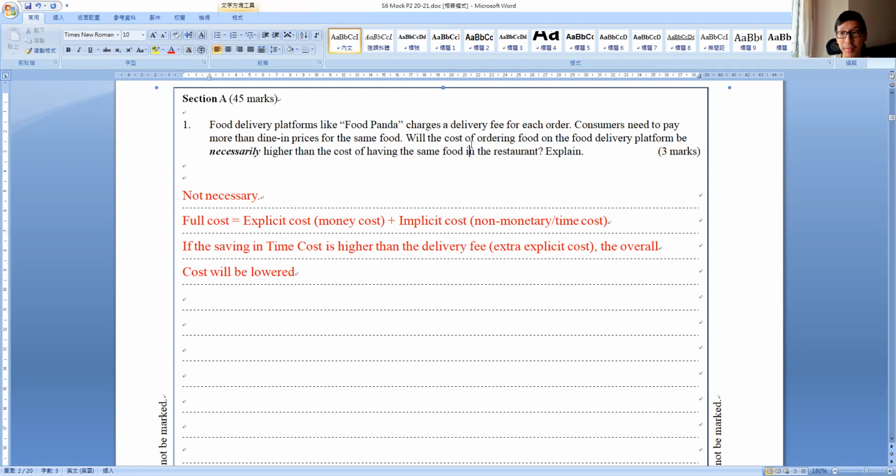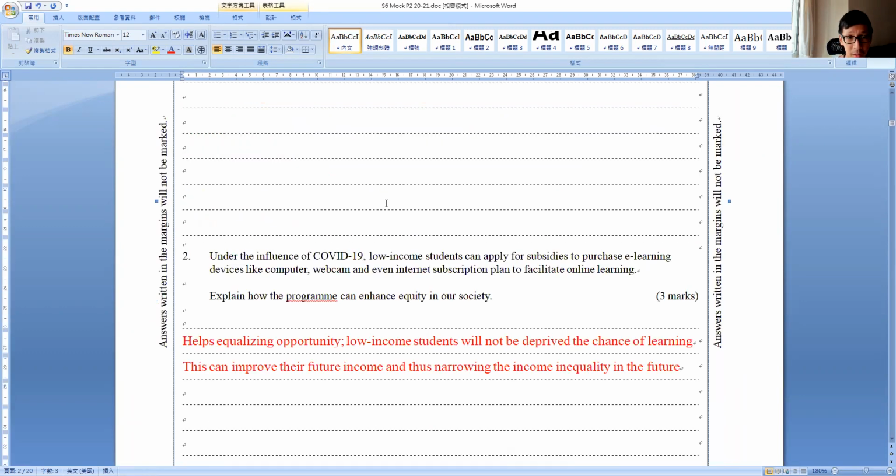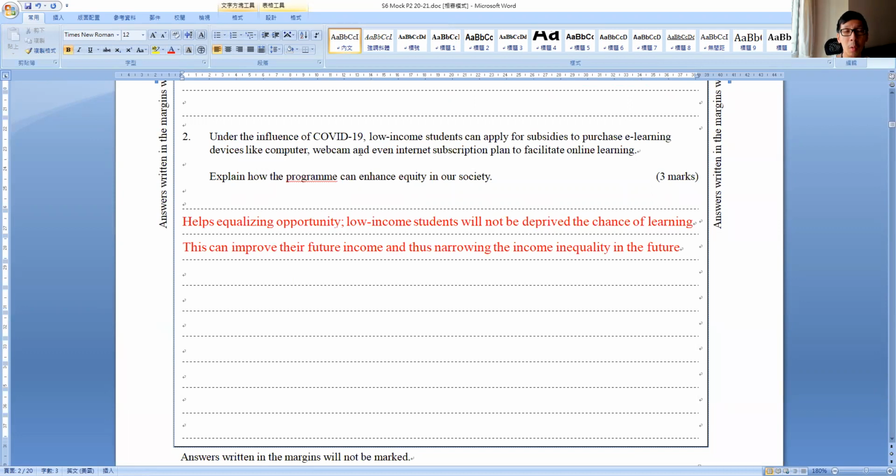Okay, 好嘛? Now this is a very standard question, but the important thing is that you need to tell me the definition. May not be the word full cost, but you need to tell me there are both money cost and time cost. OK，得唔得？你要講呢兩個部分出現咗啦。All right，好嘛？So this is question one. Now question two, also a very standard question. Under the influence, lower income student can apply for subsidy to purchase e-learning. 係嘛？好啦，explain how this can enhance equity in our society.